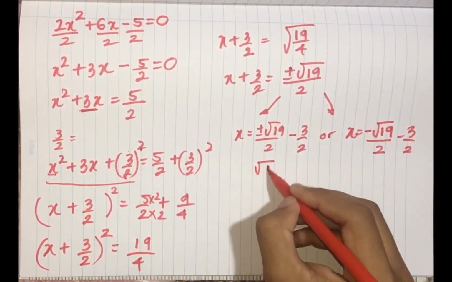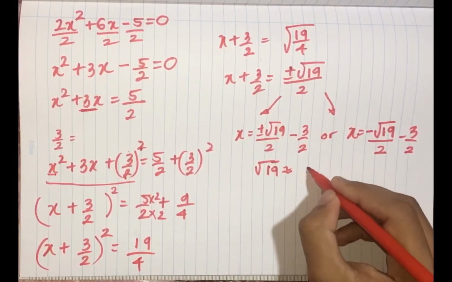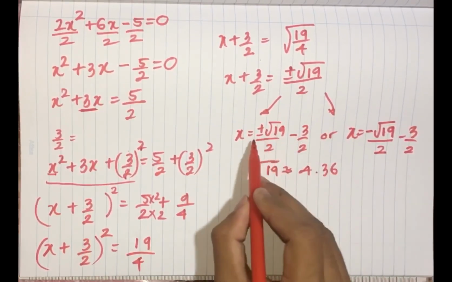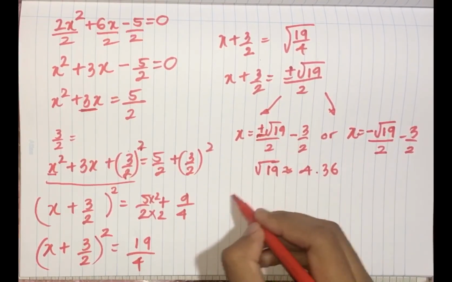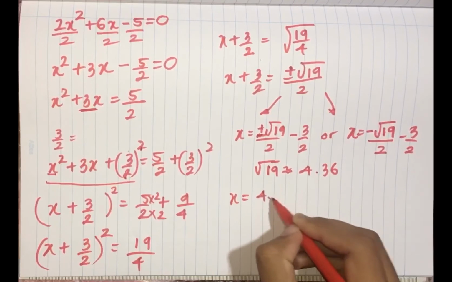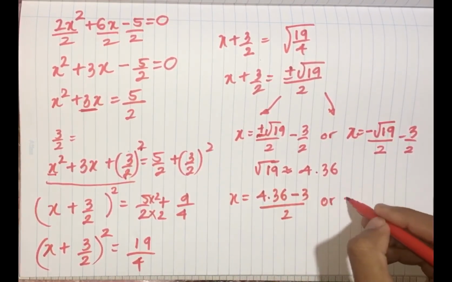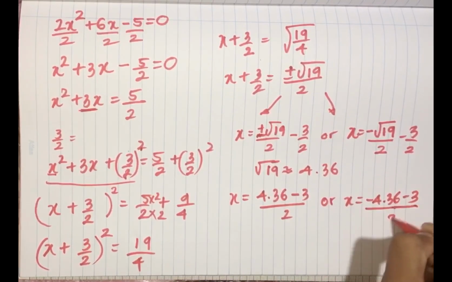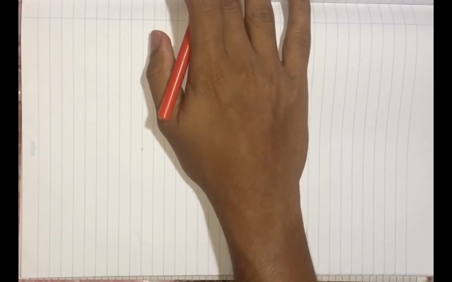Root 19 is roughly equal to, approximately it's 4.36. Therefore substitute these values. Sorry, you have to take plus, okay, plus here. So you substitute the values, take plus 4.36 minus 3 over 2, and on the other side you have minus 4.36 minus 3 divided by 2. So you have two values for x. Is that clear? Okay. And then we'll move on to the last part.